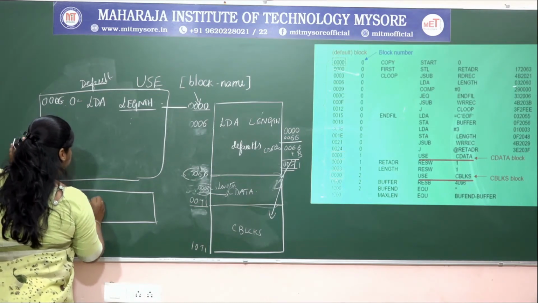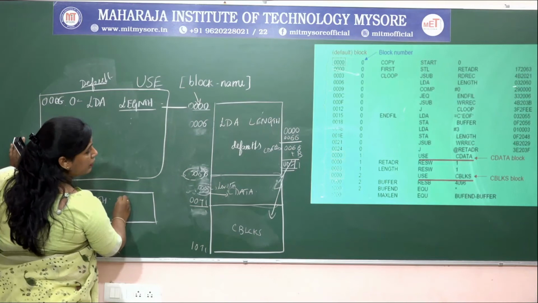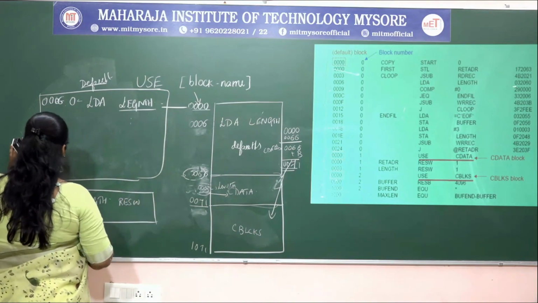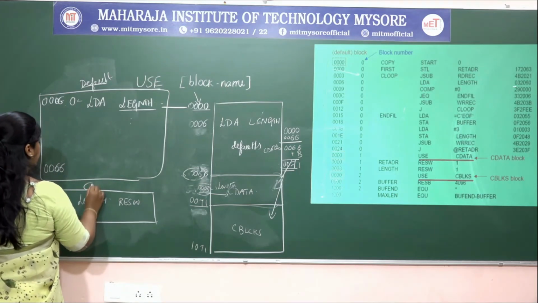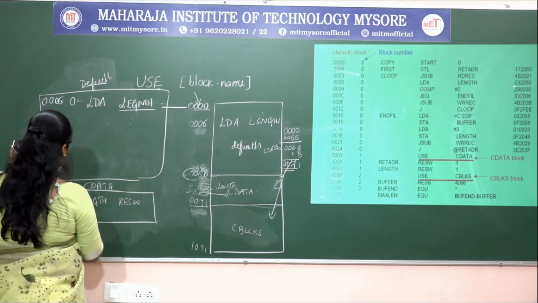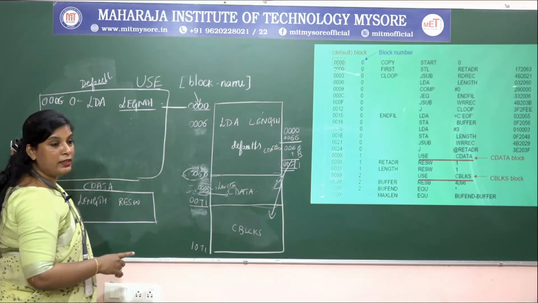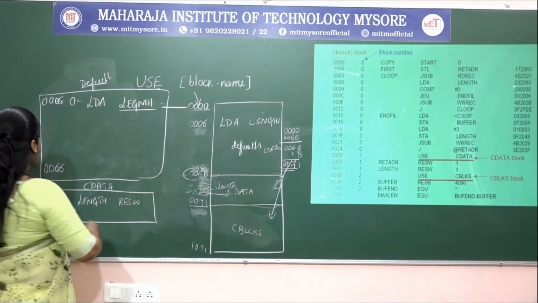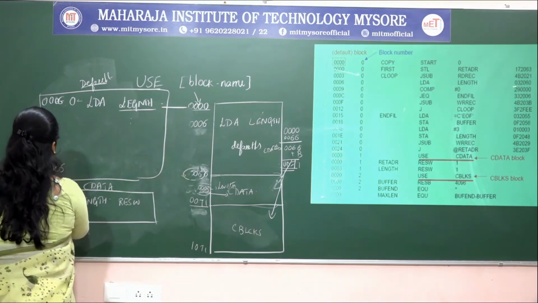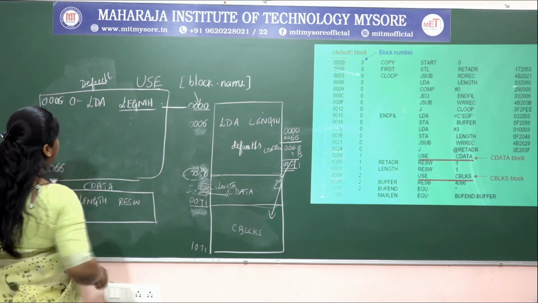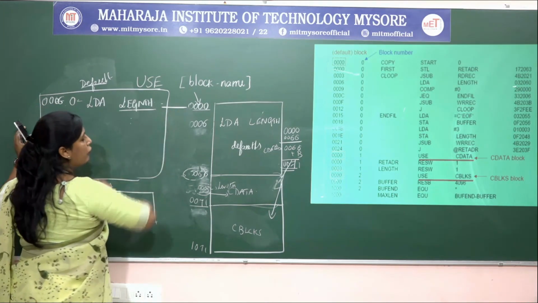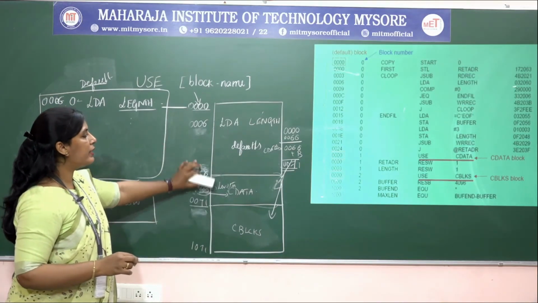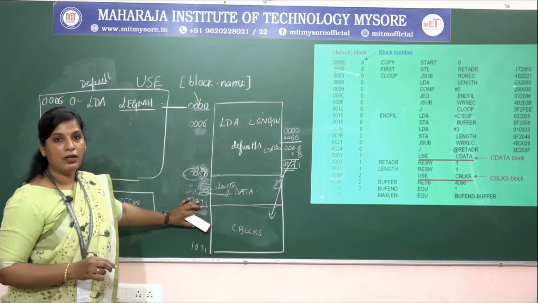What is that length? Length is nothing but a reserved word. What is the starting address of that C data? This is the C data block. The relative address of the C data block is 0003. What is the starting address of the C data? It is 0066. Of course, whatever blocks have been created, all the blocks are going to be organized in a sequential manner, one after the other.